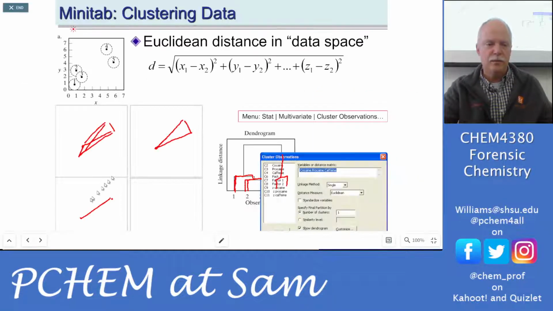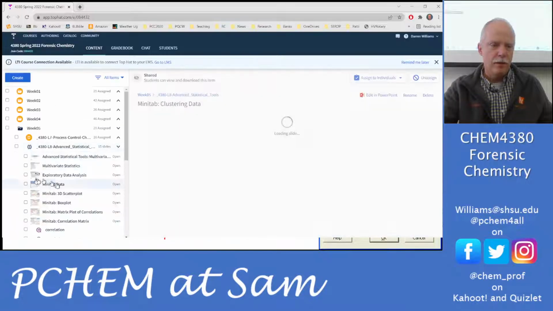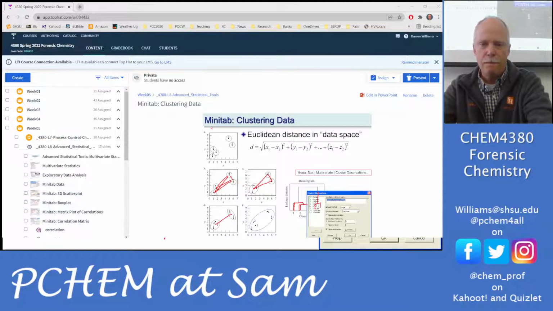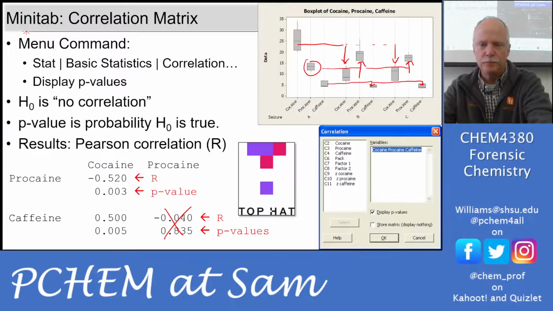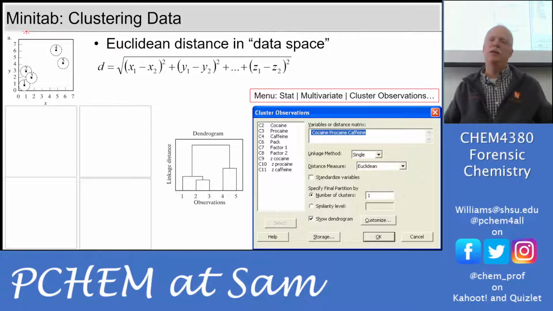All right, so let's go back and assign these. Very good. And so now let's look at some other tools. This one is really useful when you have even more than 3 data points.